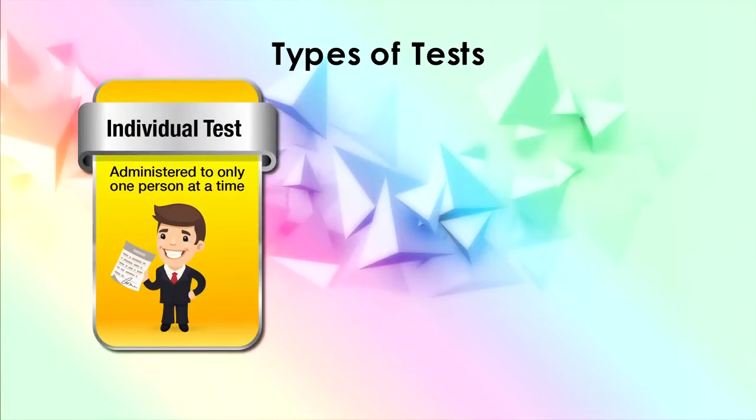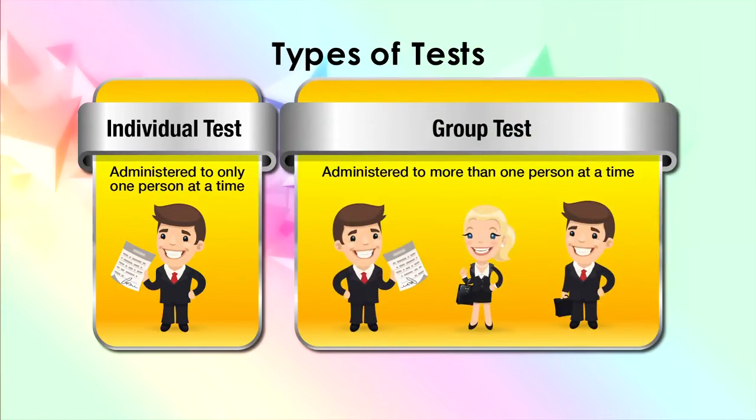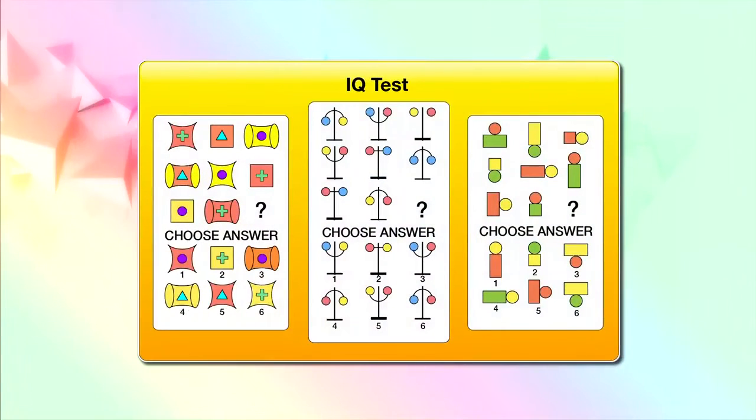Next, briefly we look into the types of tests. Based on the ways of administration, there are individual tests, which are administered only to one person at a time, whereas group tests are administered to more than one person at a time by a single examiner. While based on behavioral and psychological aspects, there are a few major types of tests as shown in the following table.